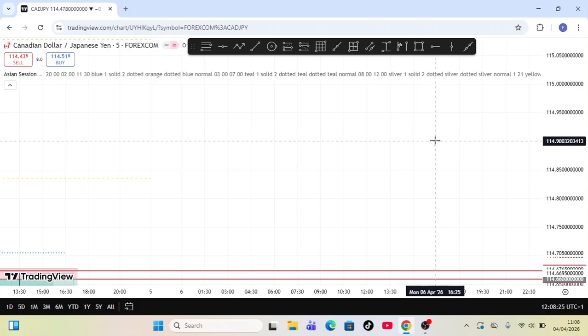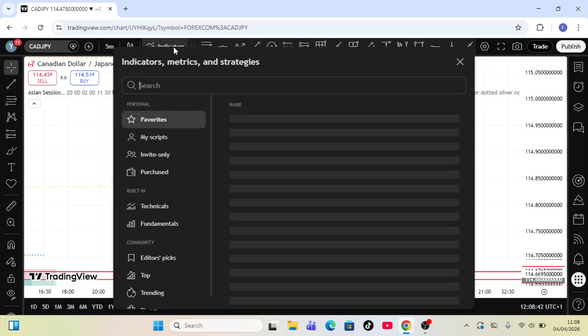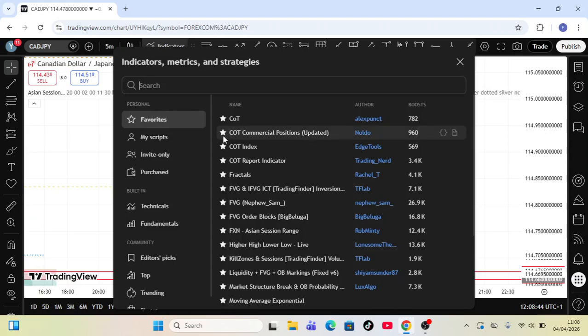If you need this indicator, you go to your indicators, and you search for it. Here is the name: FXN Asian Session Range. You search for it.